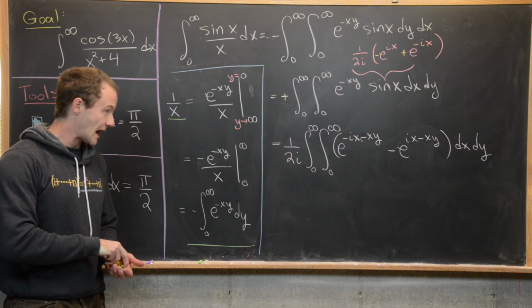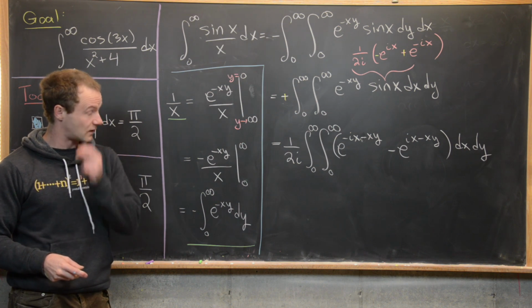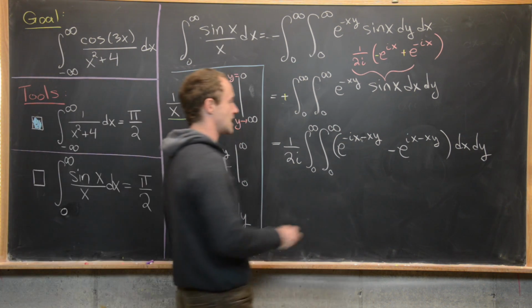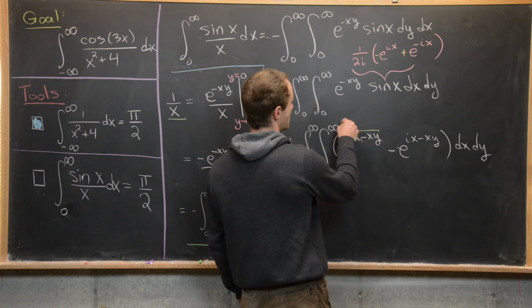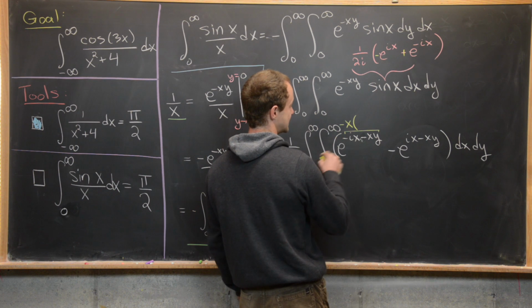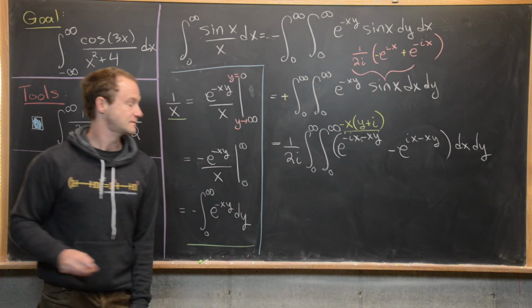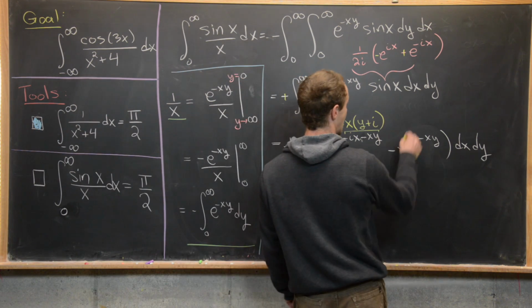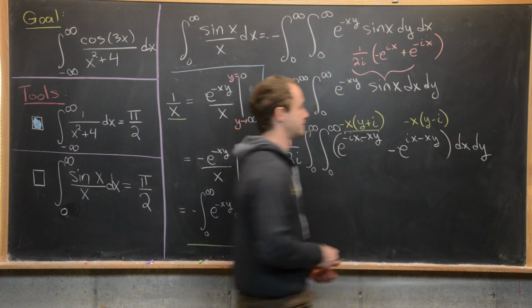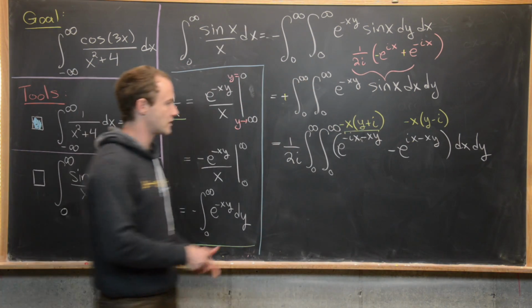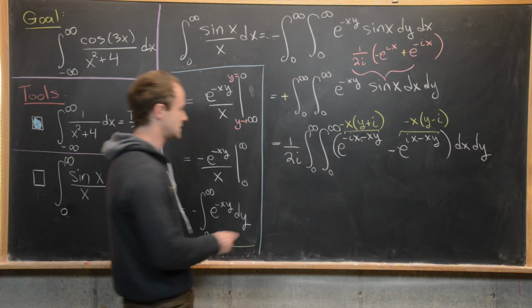Now maybe we'll write these with the x factored out so we can get a feel for exactly what this looks like. Notice I can factor a negative x out of this, and I'm left with y plus i. And then I can factor a negative x out of this, and I'm left with y minus i. That's important to see because it makes finding the antiderivative pretty easy. So let's go ahead and do that.